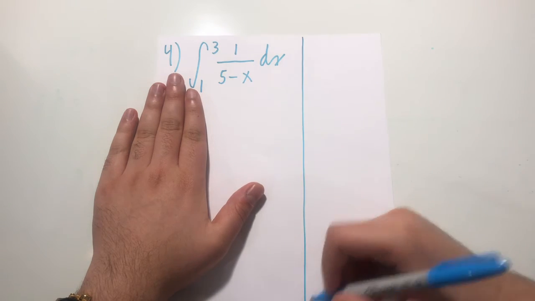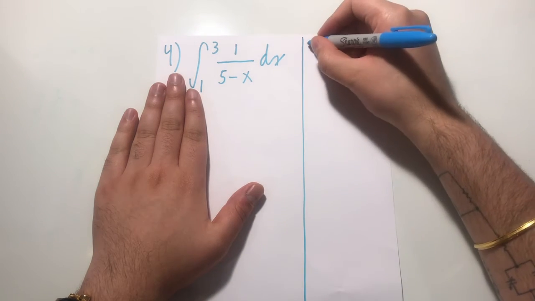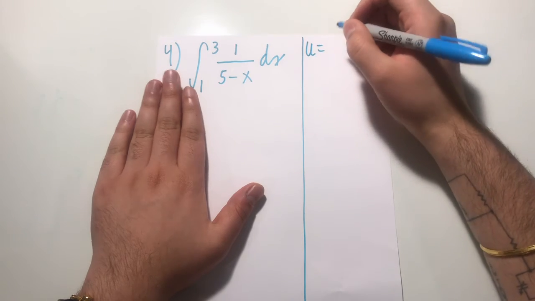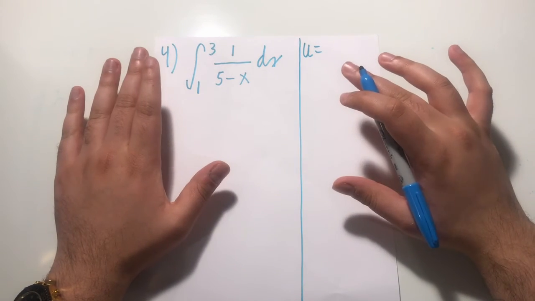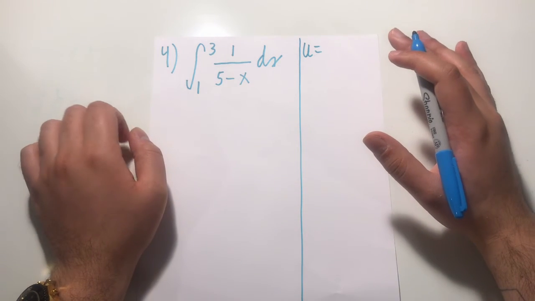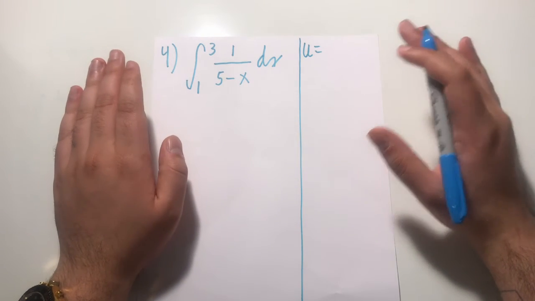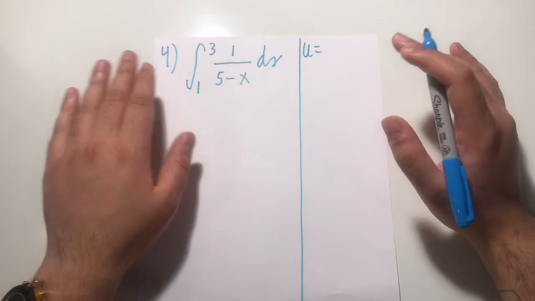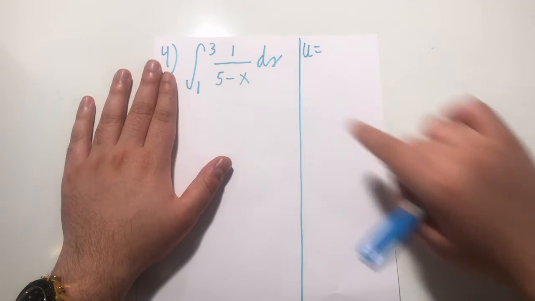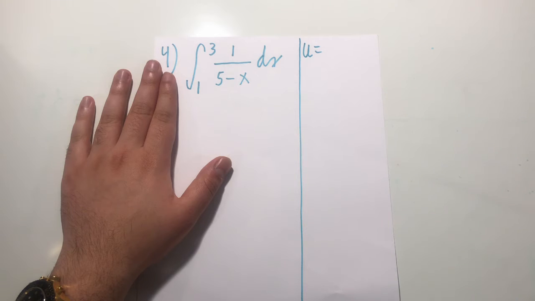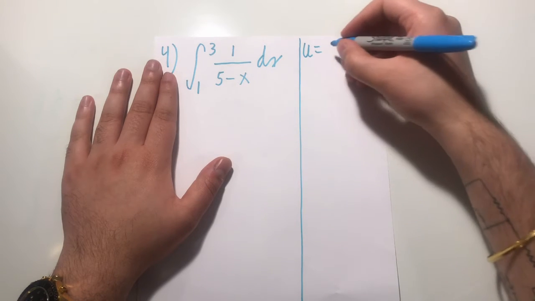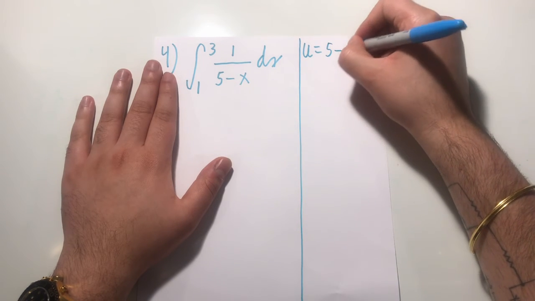We need to find a u term and a du term. So what is our u term? Well, here we have a function that you might not typically see as having an inside-outside, right? So that's not exactly what you should look for. But we do have our more complicated stuff down here in the denominator as a 5 minus x, right? And that's kind of like the tricky thing I mentioned before of how there's no hard and fast rule for determining what u is. It depends on the problem. So here we're going to make u 5 minus x.